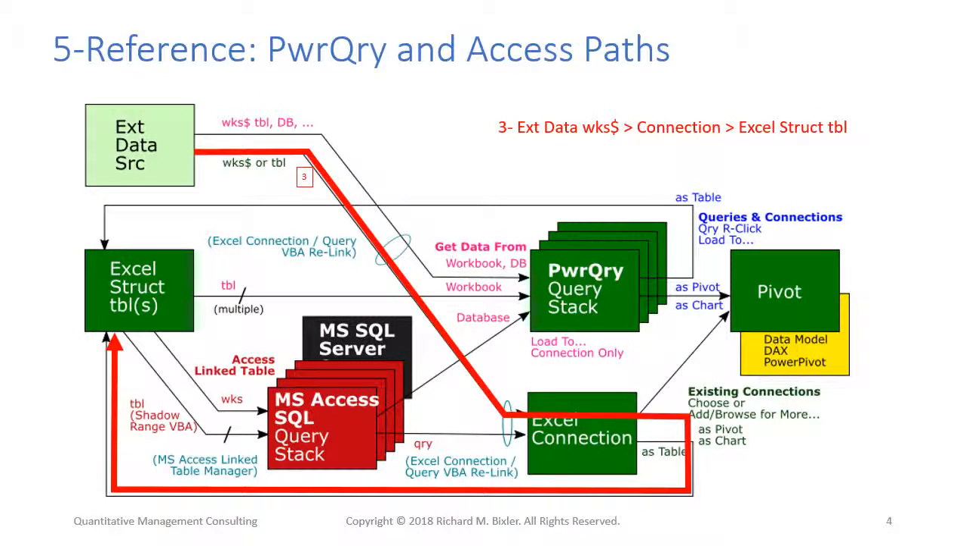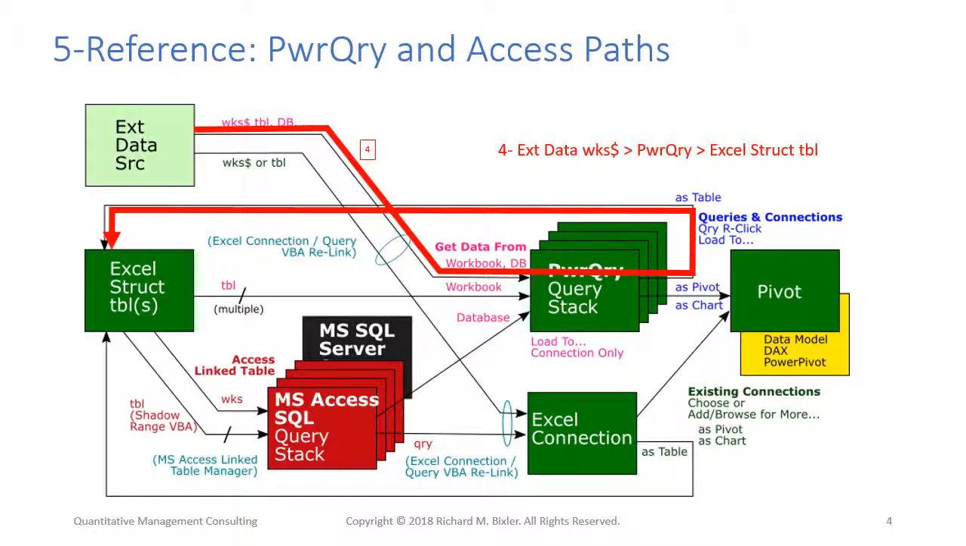Path 3 takes data from an external data source, such as the file exported from Microsoft Project containing task dates, and pulls it through an Excel data connection and drops it into a structured table in Excel, which may then do further Excel calculation and then follow the other paths shown from structured tables in Excel.